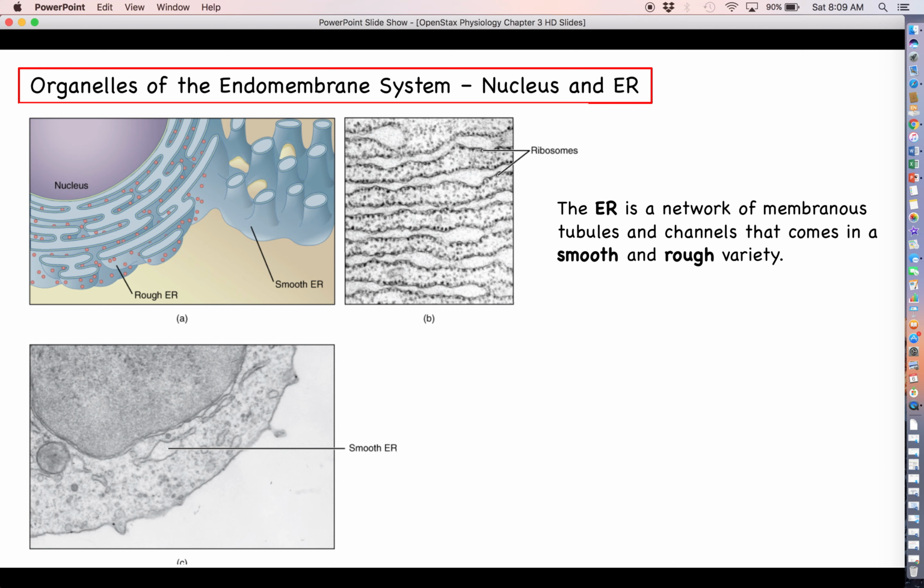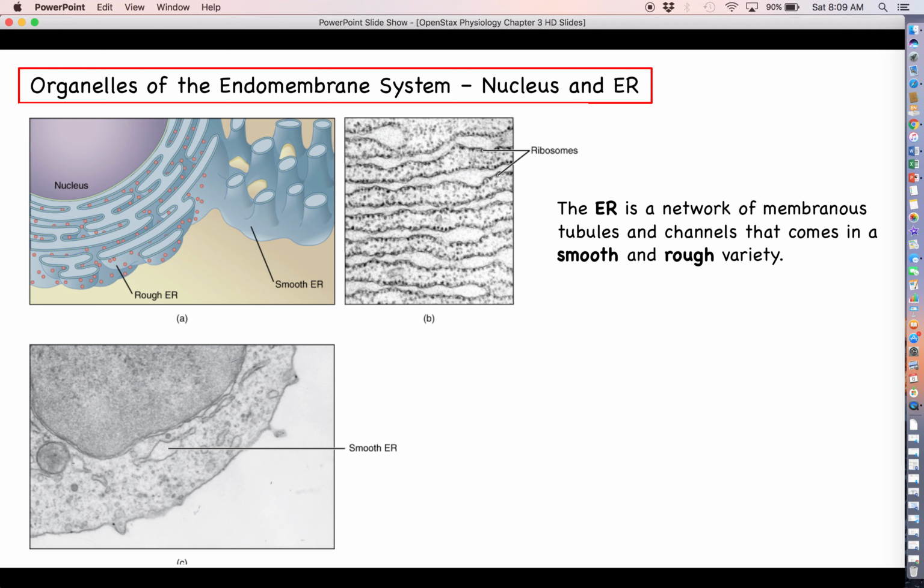So let's start with a short discussion on the nucleus and the ER. We've already covered that the ER is a continuation of the nuclear envelope. You can look at this top left picture and see that that is the case. The ER forms this labyrinth of membranous tubules and channels, and it comes in two different varieties. We have the rough ER, which is closest to the nucleus, and it is rough, as you can tell in both the top left and top right picture, which is an electron micrograph.